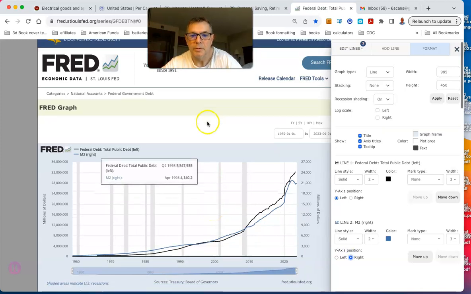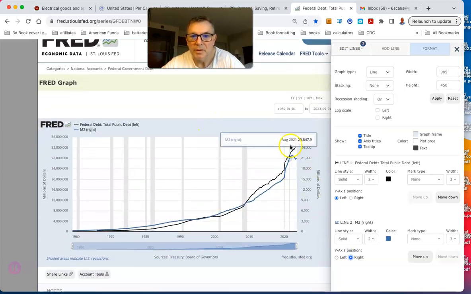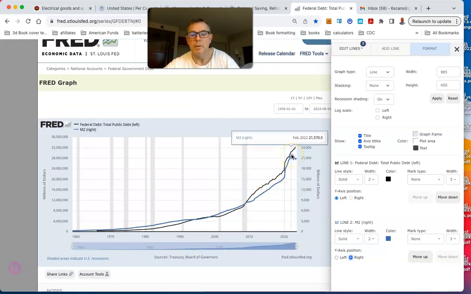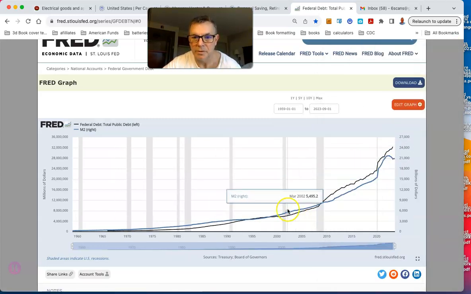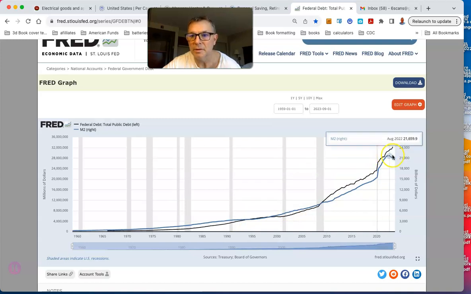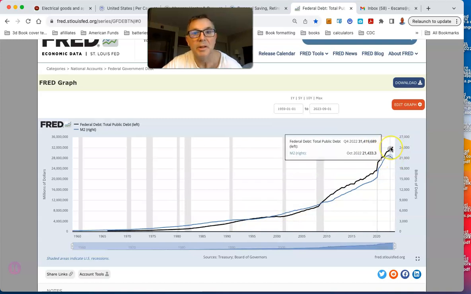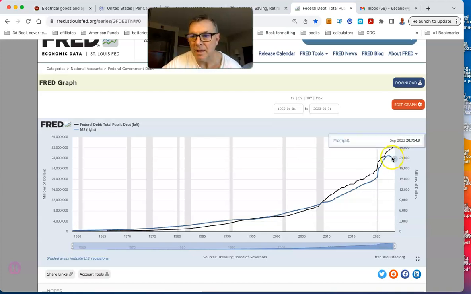Yeah, there we go. So here's M2. So here's the debt, here's M2. M2 is just the amount of money that's in circulation. All right, so you can see it tracks pretty thoroughly, does it not? Yes, it does. M2 has gone up in terms of debt. Remember, the debt's just the accumulation of the deficits we've had. So here's M2 dropping, right?